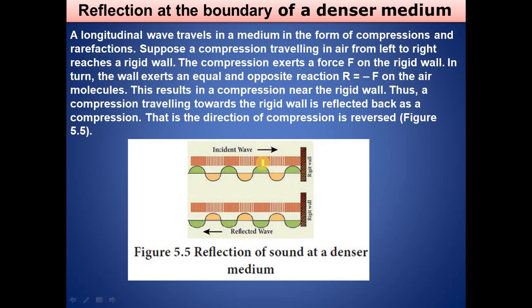This results in a compression near the rigid wall, here, this place near the rigid wall. Thus a compression traveling towards the rigid wall is reflected back as a compression. So a compression traveling towards the rigid wall is reflected back as a compression state. That is, the direction of the compression is reversed.